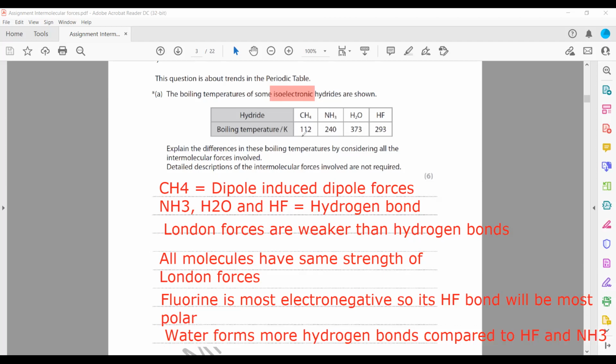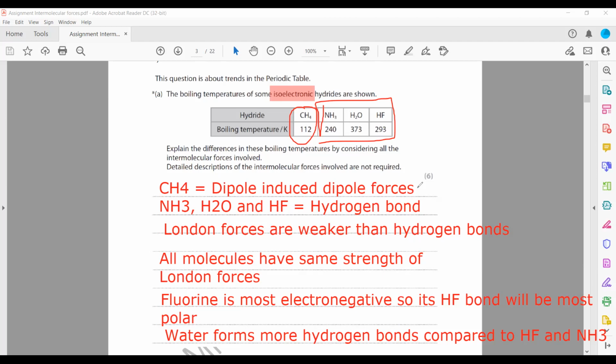When we compare, methane has only dipole induced dipole forces, while the others have dipole induced dipole and hydrogen bonding. But the strength of the dipole induced dipole force is the same for all the molecules as they have the same number of electrons. And in the case of water, water has the highest boiling point of all three, even though the bond of hydrogen and fluorine is more polar, so it should be stronger or have a higher boiling point, but it does not. What is the reason for that?